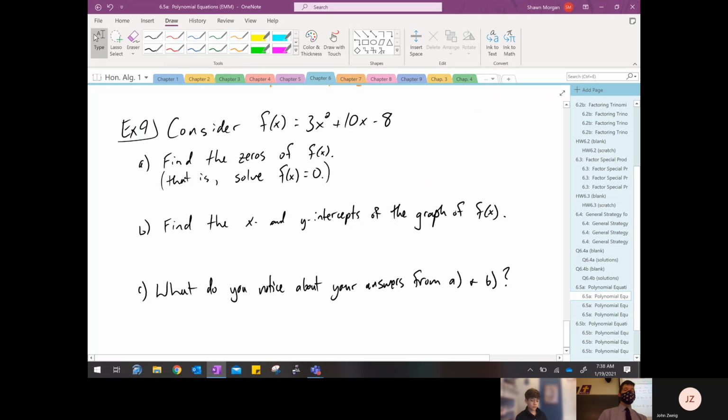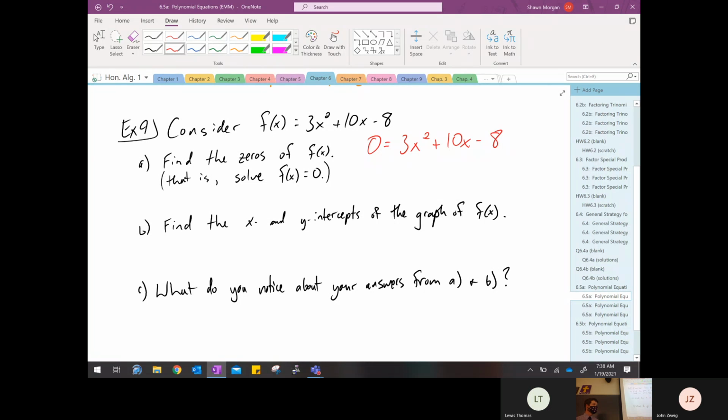Now, what Jake just recommended that we do, that's exactly what we're going to do here. We're going to let f of x equal 0. We're going to have 3x squared plus 10x minus 8. We're going to have to solve that out. Big Nate, game on. What's your factoring method that you're going to use here?